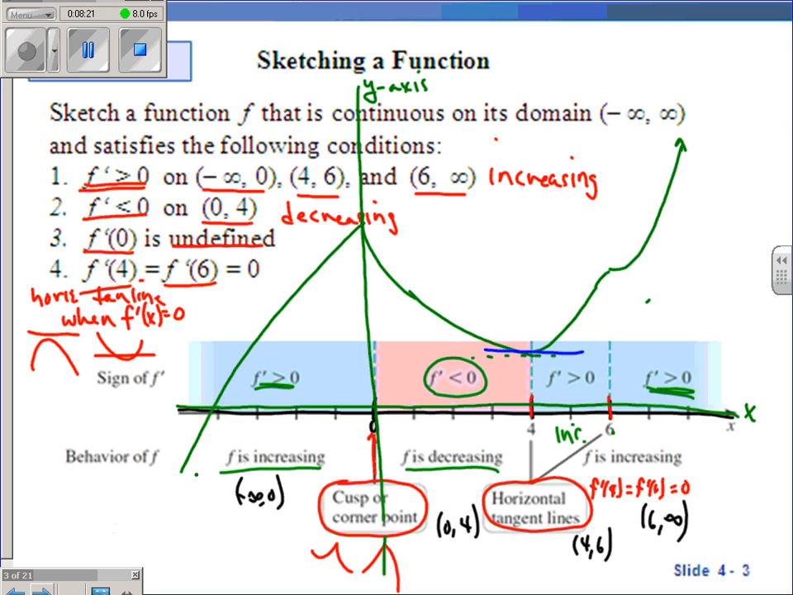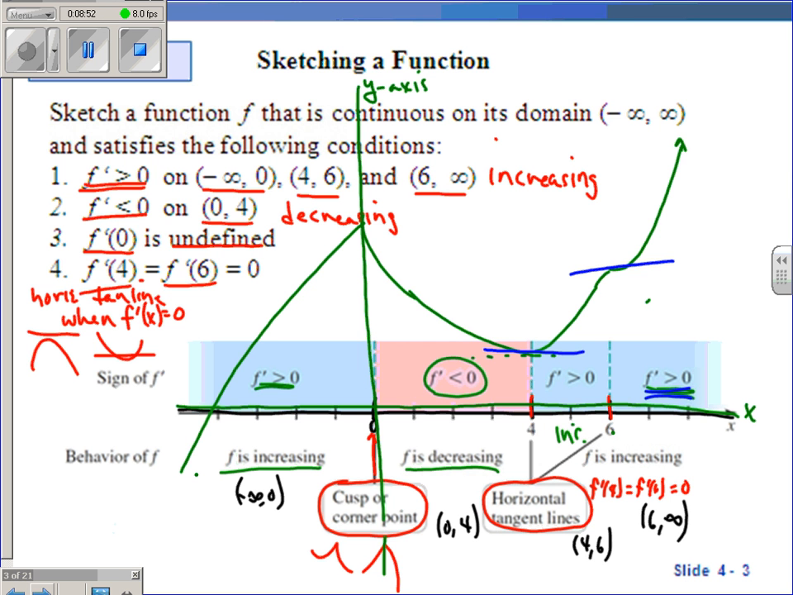Notice I have a horizontal tangent line here at x equals 4. The tangent line here is also horizontal, at x equals 6. It needs to be smooth there. Don't make any sharp corners. It has a horizontal tangent line, but notice it's not a local maximum or minimum because it's still going up from there. Just because the derivative is 0 does not mean that it's got a maximum or minimum there, local or absolute. You have to pay attention to what the derivative is doing. The derivative is still positive, so it's still going to be increasing from that point.